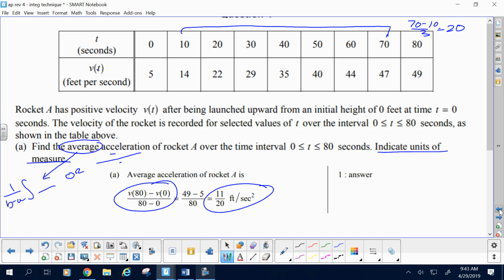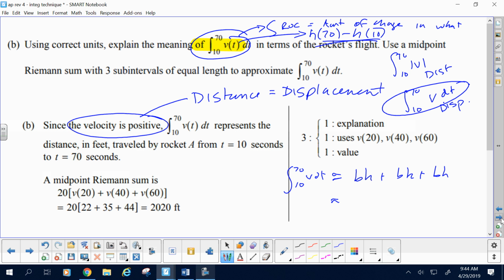By 20s, yeah? So the first rectangle needs to go from 10 to 30, and the midpoint between 10 and 30 is at 20. Then from 30 to 50, the midpoint is 40. And then 50 to 70, the midpoint is 60. So they factored out the 20. I just started doing something like this: 20 V at 20 plus 20 V at 40 plus 20 V at 60.